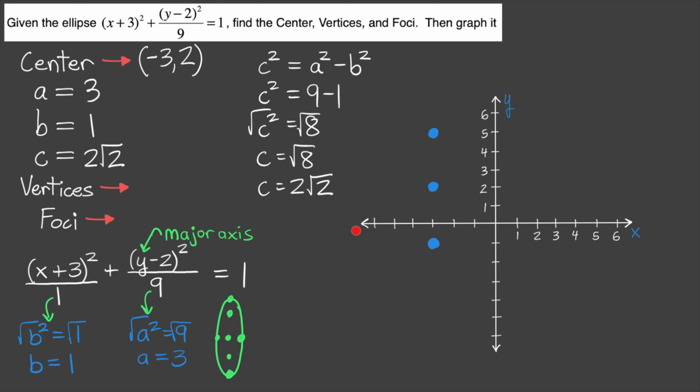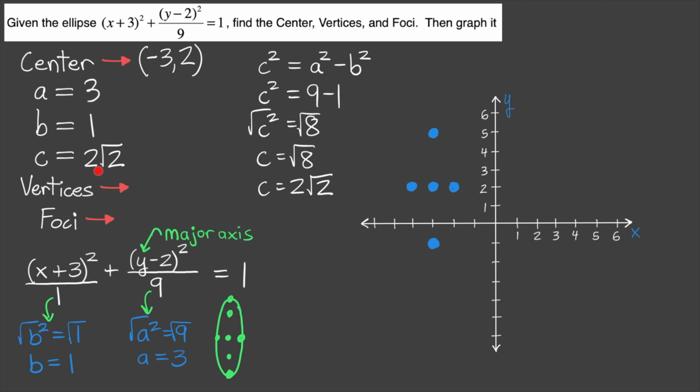Now we can find our co-vertices, so we go left and right 1, which is B. So we start at the center, we go right 1, put our dot, and then we go left 1 and put our dot. All right, and then lastly our foci, which is 2 root 2.